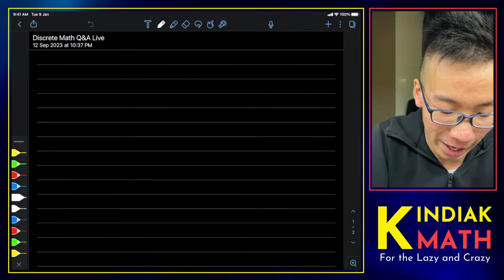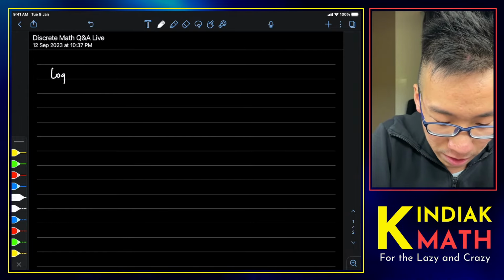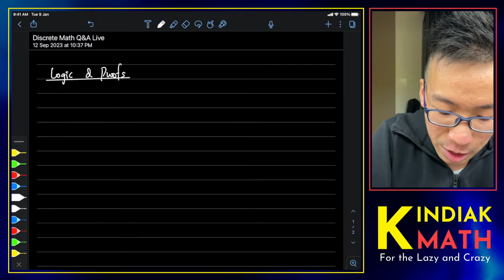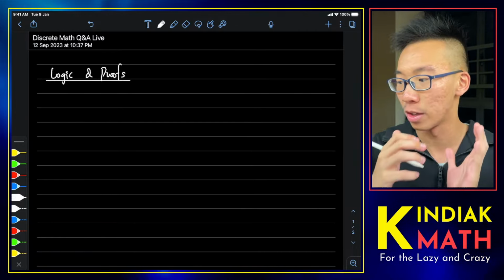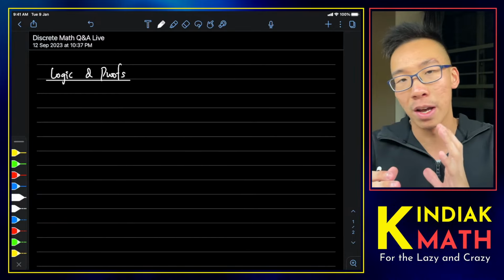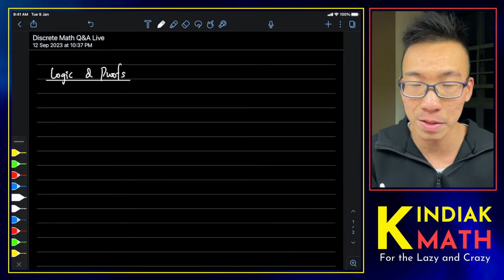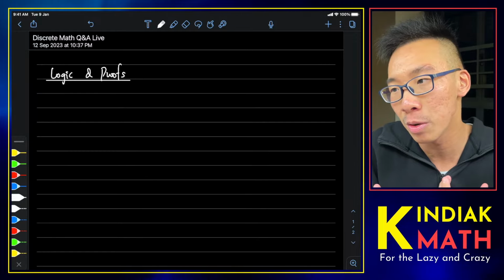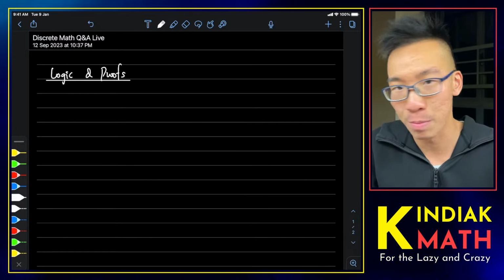And today we're gonna look at basically two topics, which is logic and proofs. So the sequence of events today is that I'm going to cover three questions from logic, followed by Q&A pertaining to logic. This includes propositional and predicate logic, followed by question 3 in our notes, which is one on proofs.